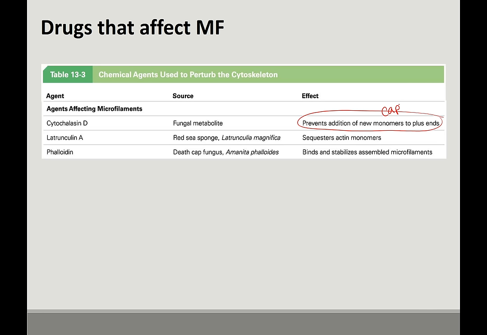Lechunculin A, see, I don't know how to pronounce these either. Sequesters, so sequesters means binds. So it binds to actin monomers. So now you cannot polymerize. You don't have the free monomers to add to either end. You can still depolymerize. You can still grow shorter.